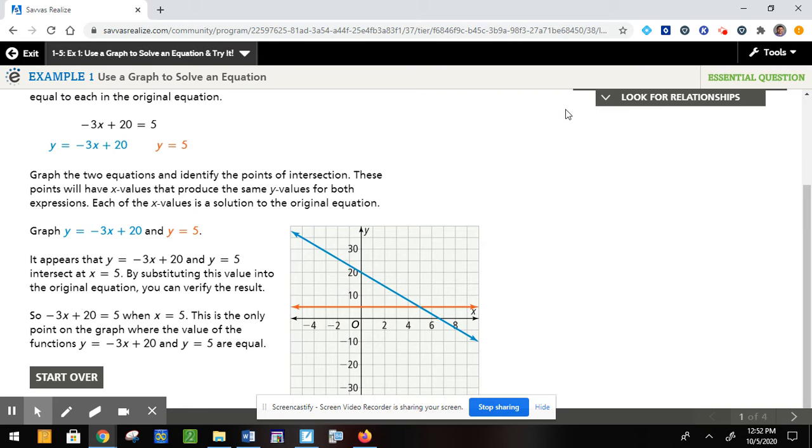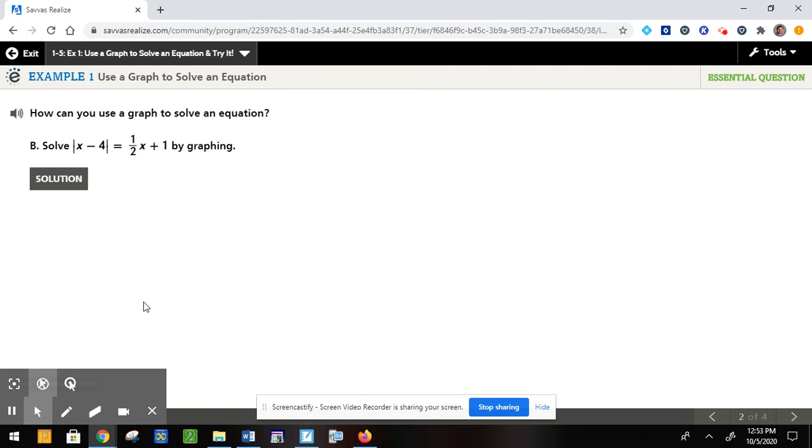However, if we're using it to solve the equation, we're just interested in what's the x value, right? So the solution is that x equals 5. Okay, let's look at the next one.